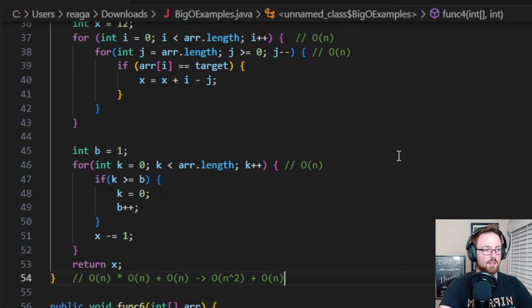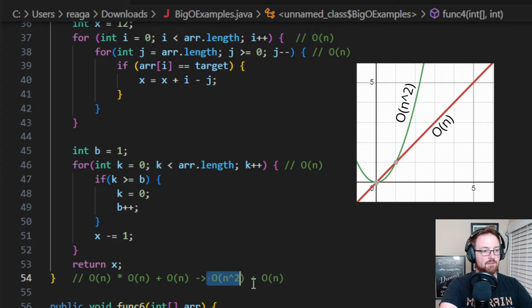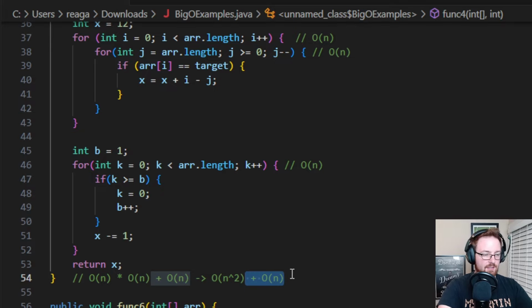And if we look at the charts for big O of n squared versus big O of n, n squared is so much bigger than n that we are just going to throw away the big O of n. It's just so small in comparison that it's irrelevant. So this simplifies to big O of n squared.